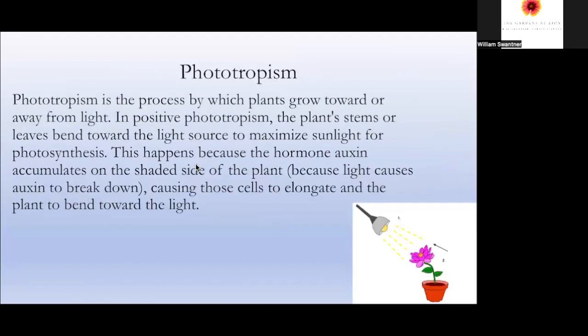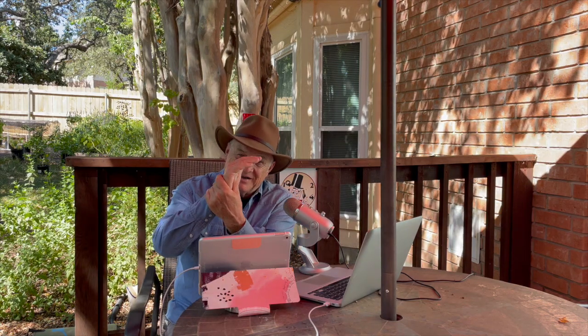The hormone auxin accumulates on the shaded side because light causes auxin to break down. So why does the auxin go from the light to the dark side? Because the light is going to break the auxin down, so it goes to where the dark side is, causing the cells to elongate and the plant bends toward the light. That, to me, that's stuff that master gardeners know.